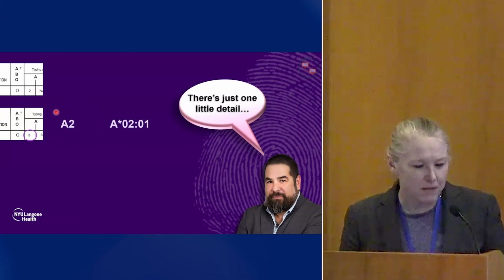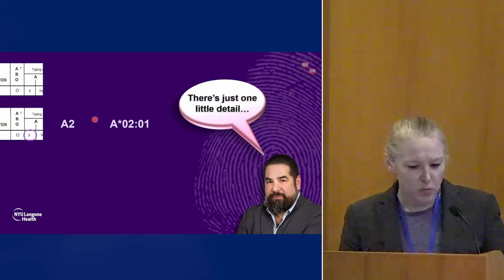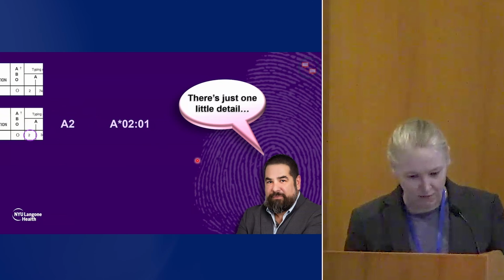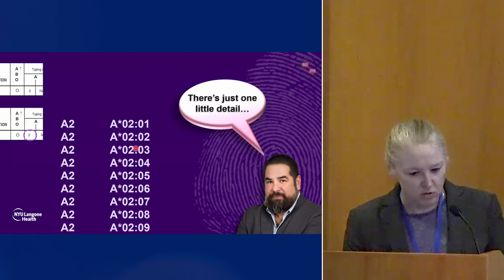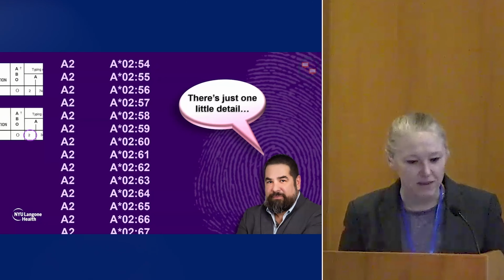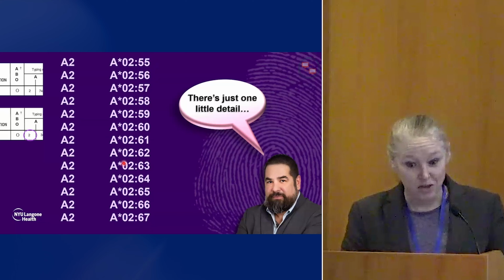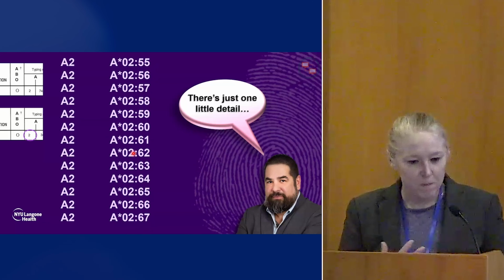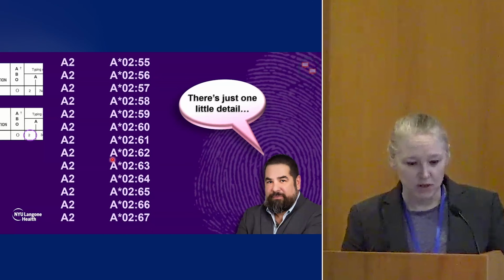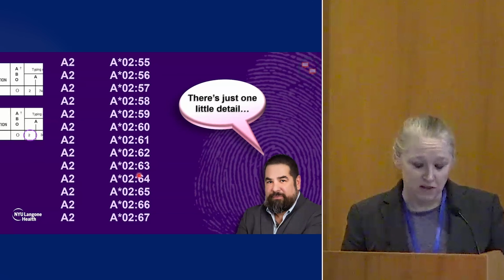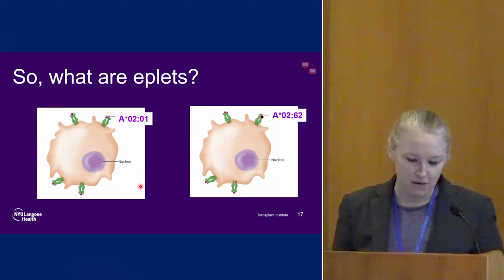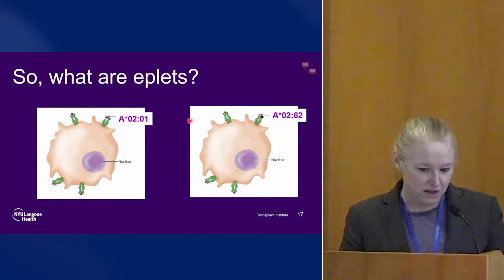And we know that among the A2 antigen group, there are multiple different A2 genes or A2 alleles. So you can have A201, you can have A202, et cetera. But that's not it. You actually have all of these at just the A2 antigen group. So there's tremendous variability in differences between what genes are expressed by certain individuals. And so this is where the EPLET terminology sort of comes into the conversation.